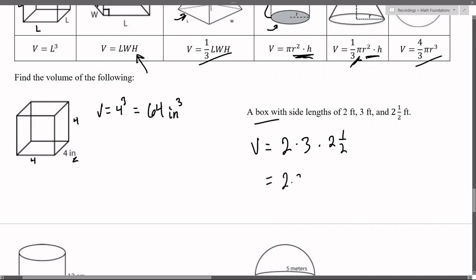So 2 times 3 halves. This 2 and that 2 cancel. 3 times 3 equals 9. This is going to be feet cubed. That's the volume of that box.